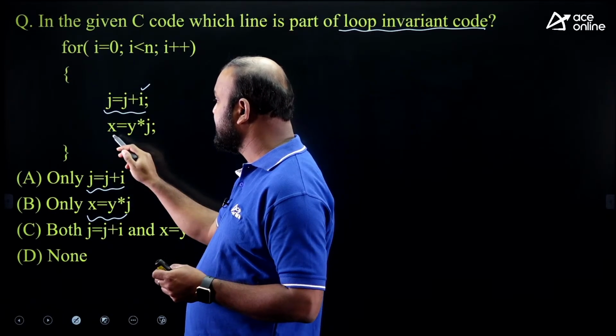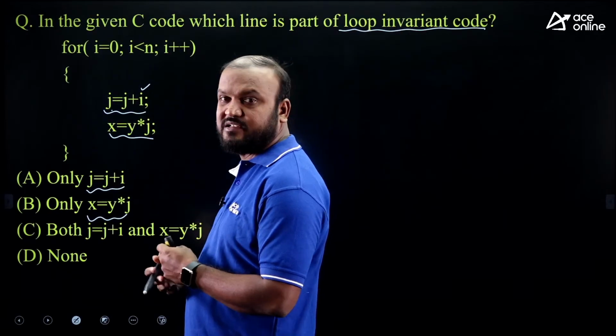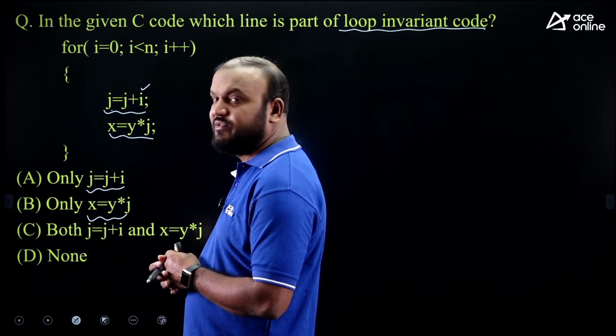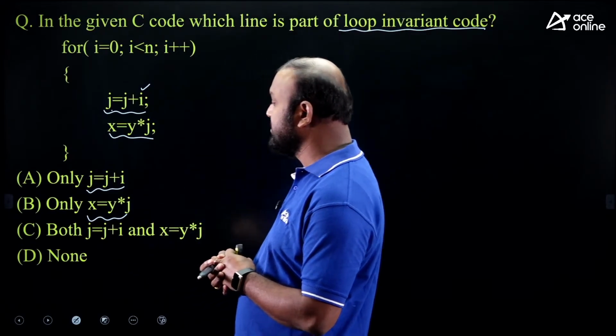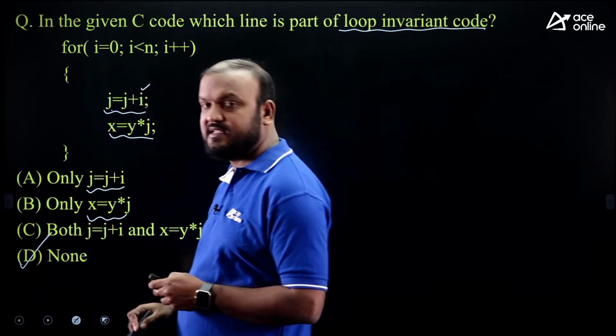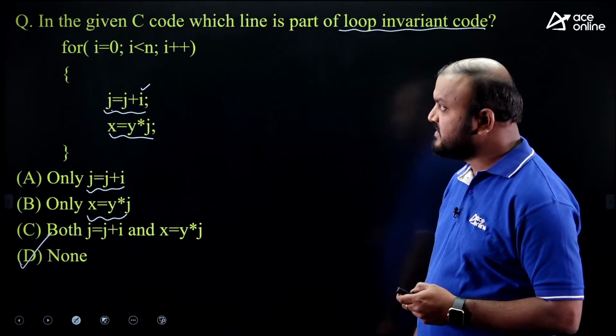X equal to Y star J. Here the value of J is changing, so the value of X is also going to change. This means every such code is required to be executed for the number of times the loop is repeated. So which is a loop invariant code? None is the answer. You need to know what a loop invariant code is, then you will be able to answer it.